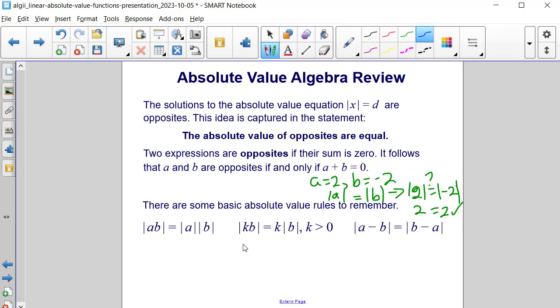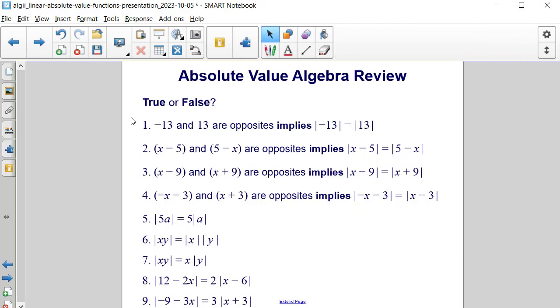So for example, if we had a k value of 2 and we had the absolute value of 2b, we can actually take the absolute value of 2 and bring it out. It's 2 times the absolute value of b. So this is an example of the property that is showing here. Again, the key emphasis is that our k value must be a positive number. And the third property is the absolute value of the quantity a minus b is equal to the absolute value of the quantity b minus a.